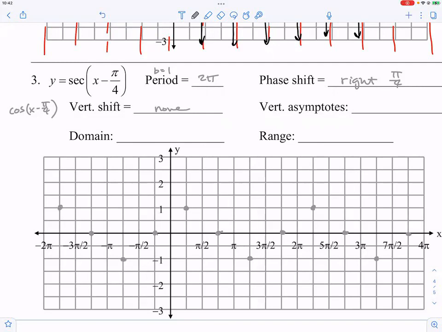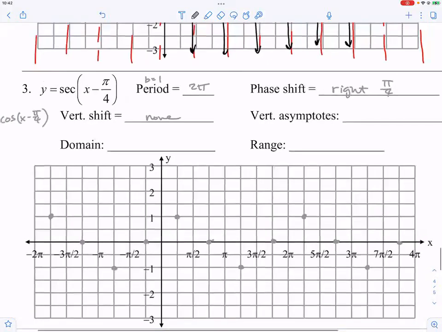Now, I'm going to show you 2 things right here. Once you have all the dots drawn, what you may do is draw the line. If you need to see it more visually, then you can draw the line. And then you create your secant graph.